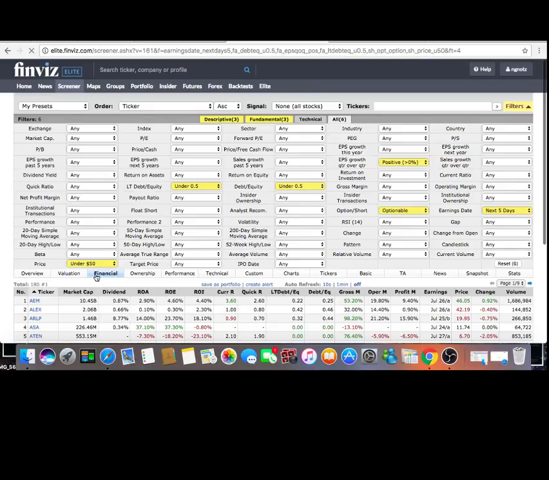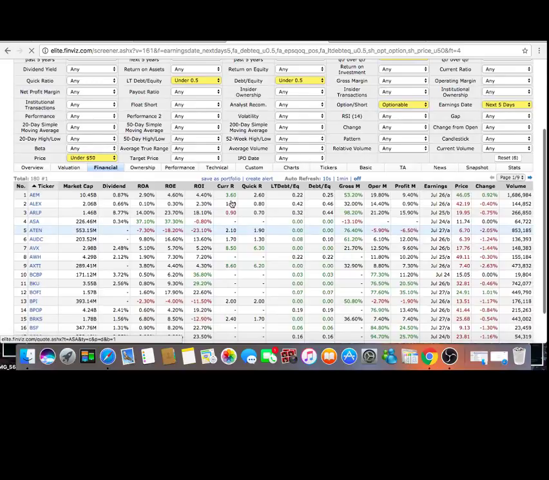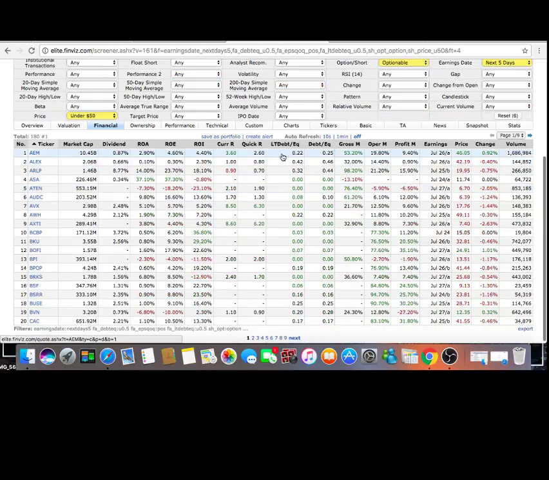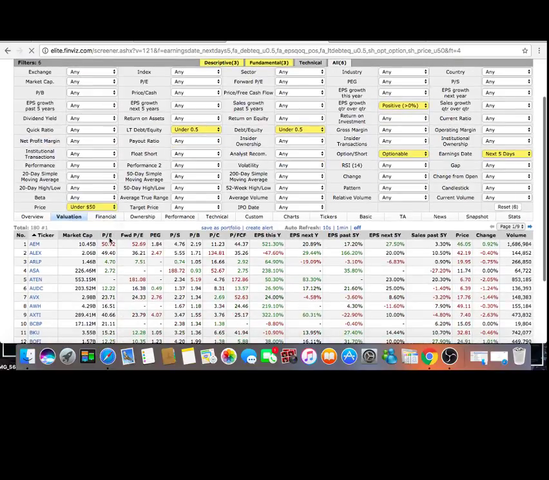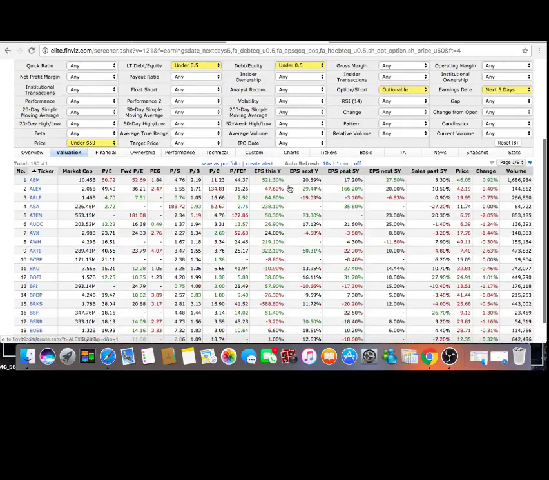Go to the financial. Gross margins are nice here. Want to look for anything over 50, but you're not going to see that in penny stocks, really. Let's see something else. EPS.